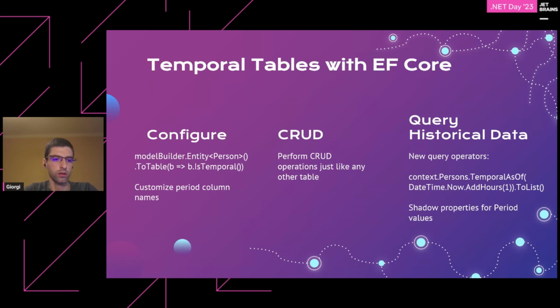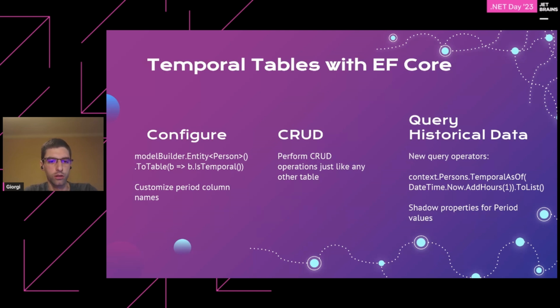So to use temporal tables with Entity Framework Core, no additional NuGet packages are required. It's all supported from EF Core version 6. The only thing is that when configuring the table, you just need to specify the table as temporal with the IsTemporal method call.